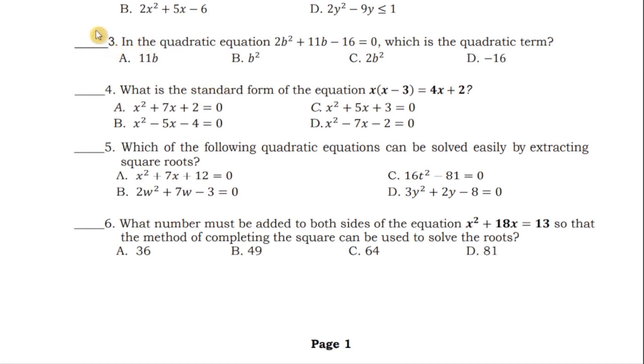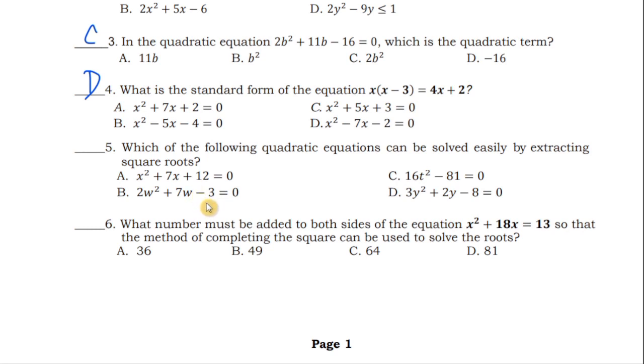The answer is C. What is the standard form of the equation x times the quantity x minus 3 equals 4x plus 2? A, x squared plus 7x plus 2 equals 0; B, x squared minus 5x minus 4 equals 0; C, x squared plus 5x plus 3 equals 0; D, x squared minus 7x minus 2 equals 0. So the answer is D.